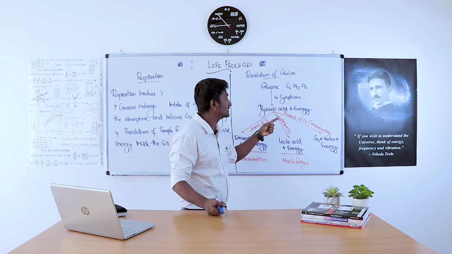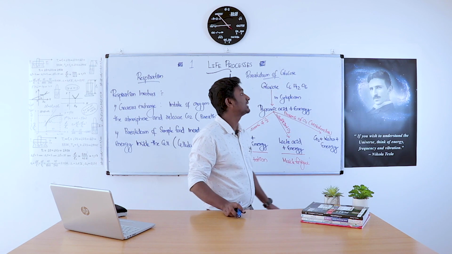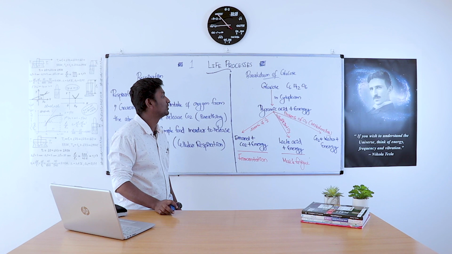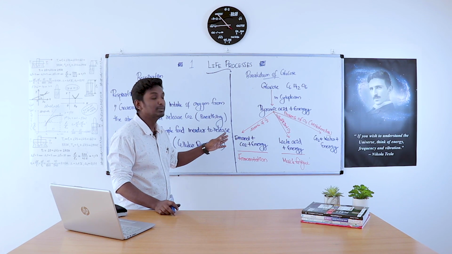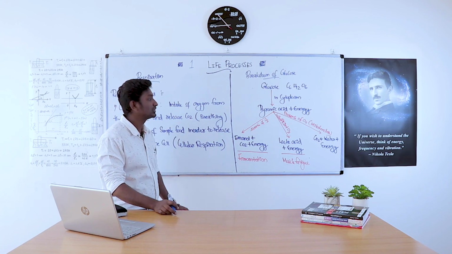In presence of oxygen, in mitochondria, CO2, water and energy are produced. This is the process of breakdown of glucose. So in absence of oxygen, it becomes ethanol plus carbon dioxide and energy. This is the process of fermentation.